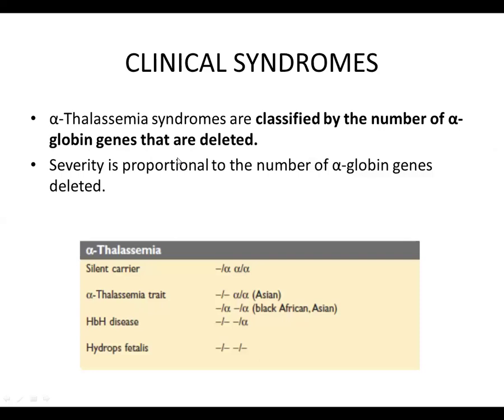Now the alpha thalassemia syndromes are classified by the number of alpha globin genes that are deleted. The severity is proportional to the number of genes that are deleted. If more genes are deleted, the disease is more severe. So there are four categories of alpha thalassemia: silent carrier, in which one gene is deleted; alpha thalassemia trait, when two genes are deleted; hemoglobin H disease, when three alpha globin genes are deleted; and hydrops fetalis, a condition in which all four genes of alpha globin chain are deleted.